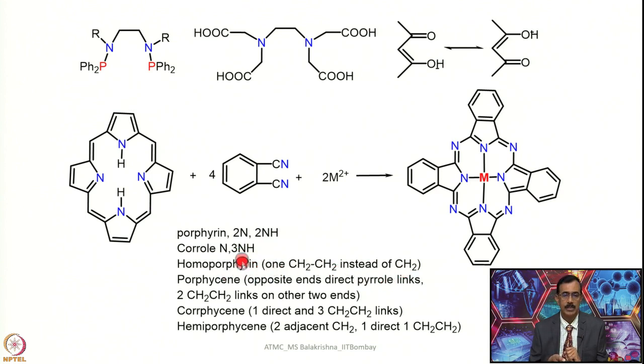One can look into the structures of some of these nitrogen macrocycles in standard textbooks. So, in this porphycene, opposite ends have direct pyrrole links, and 2 CH2CH2 links on the other 2 ends will be there. And also we have corphin. In that one, 1 direct and 3 CH2CH2 links will be there, and in the case of hemiporphyrazine, we have 2 adjacent CH2 and 1 direct CH2CH2 links will be there. The links I am talking about are these things that separate the pyrrole groups.